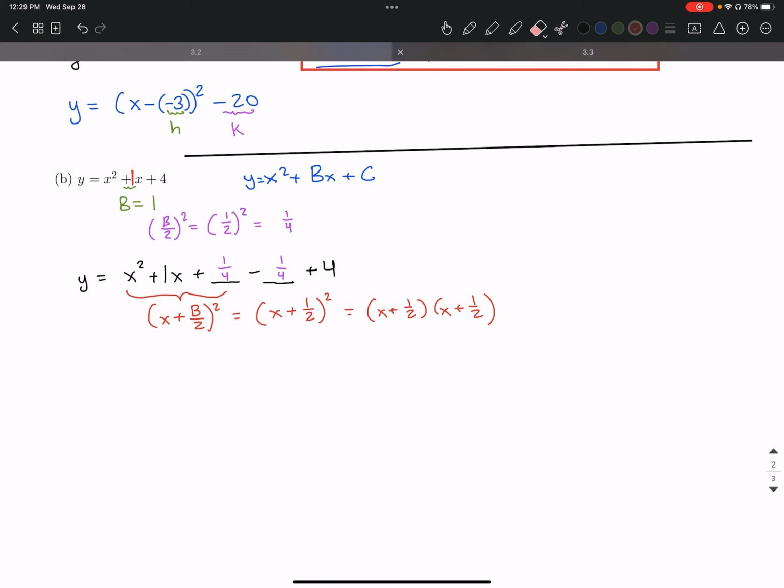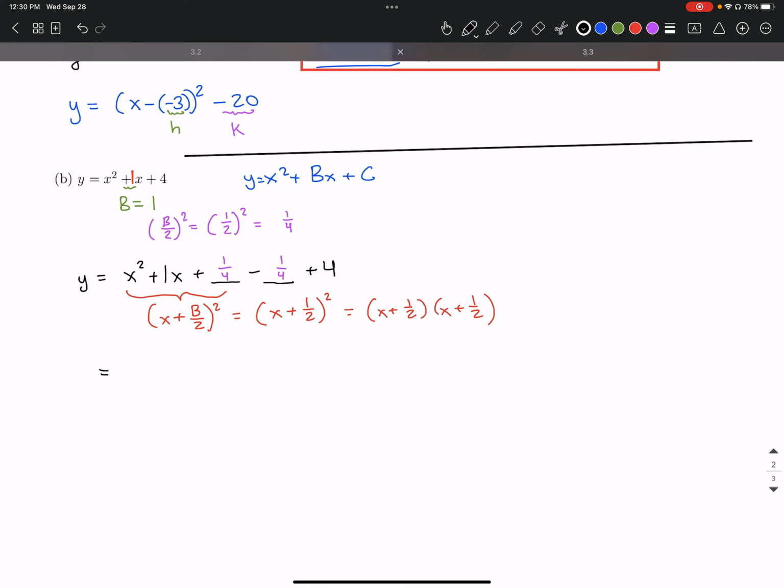If you wanted to factor this, you would need two numbers that multiply together to give you 1/4 and add together to give you 1. 1/2 times 1/2 is the 1/4 on the end, and 1/2 plus 1/2 gives you 2 halves, or 1, the coefficient of the middle term. So you can either figure that out by looking, or you can always come back to this.